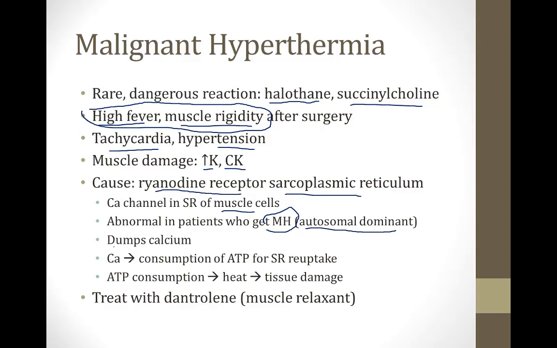This receptor dumps calcium in response to these drugs, and the calcium leads to massive consumption of ATP as the sarcoplasmic reticulum tries to reuptake that calcium. All this ATP consumption leads to heat, and the heat is what causes the tissue damage, and that's why it's called hyperthermia, and it presents with a high fever. And you treat this with a drug called dantrolene, which is a muscle relaxant.